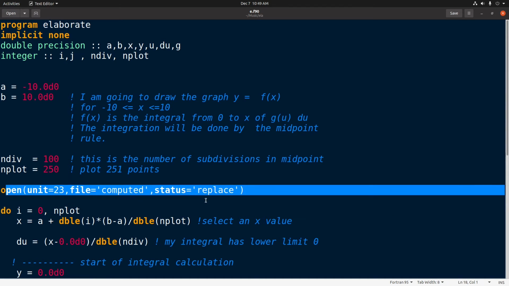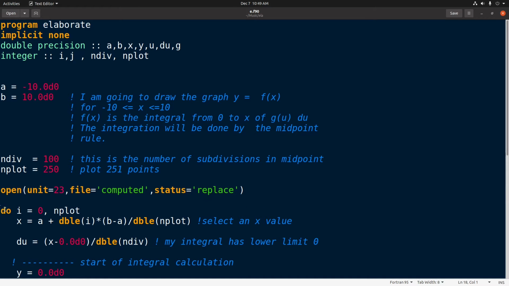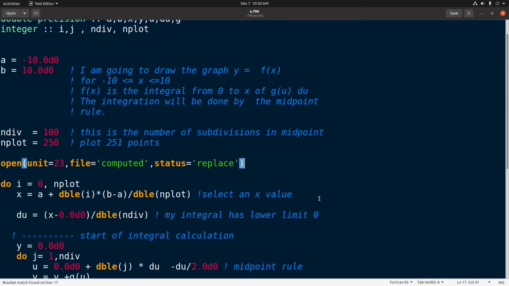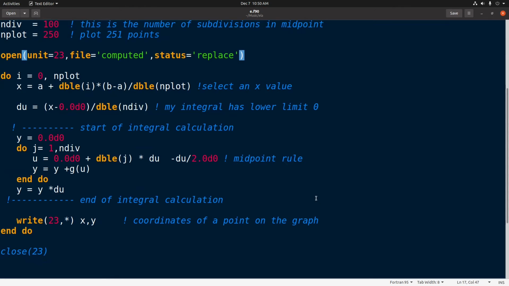I'll open my file where I'm going to put my x's and y's. For i equals 0 to n plot, x is the beginning of the interval on which I want to plot, plus i times what we have previously been calling delta x. The actual integral that we're going to do, though, is integral with respect to u. The u varies from 0 to whatever x is, so du is going to be x minus 0 divided by how many subdivisions.